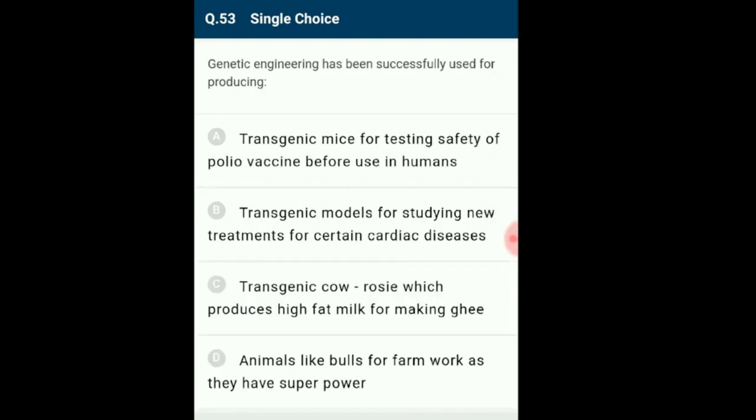Question number 53. Genetic engineering has been successfully used for producing.